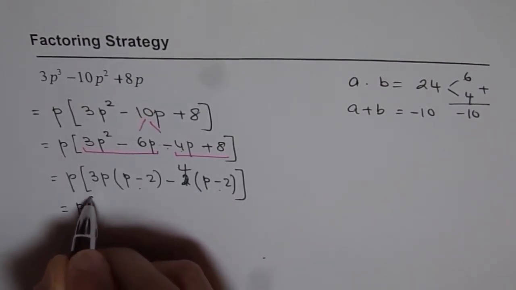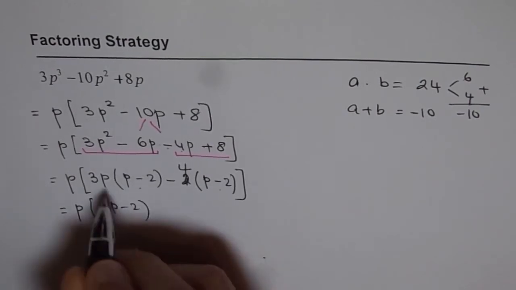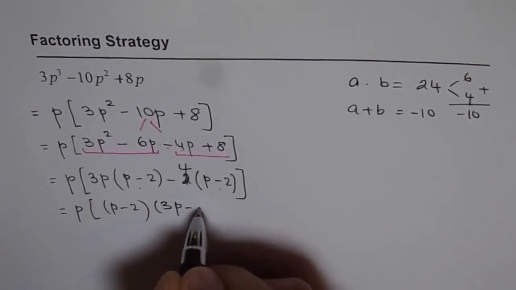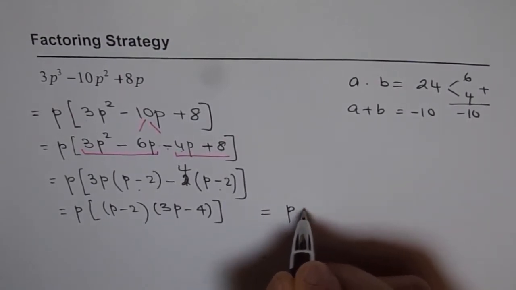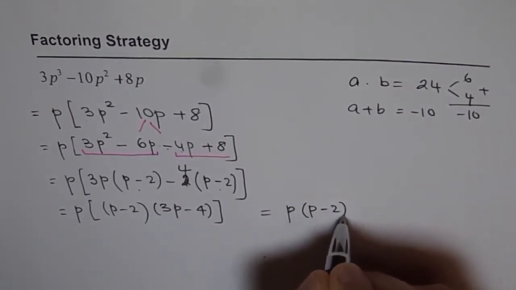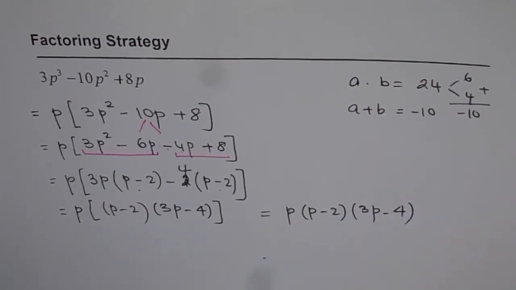Now at this stage, we can factor p minus 2, and we'll get 3p minus 4 as our answer. This could be written as p times p minus 2 times 3p minus 4. So that is the factored form of 3p cubed minus 10p square plus 8p. Thank you.